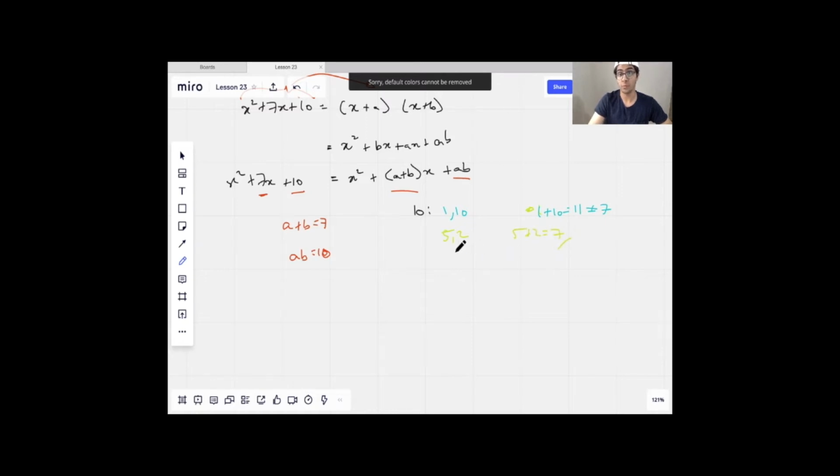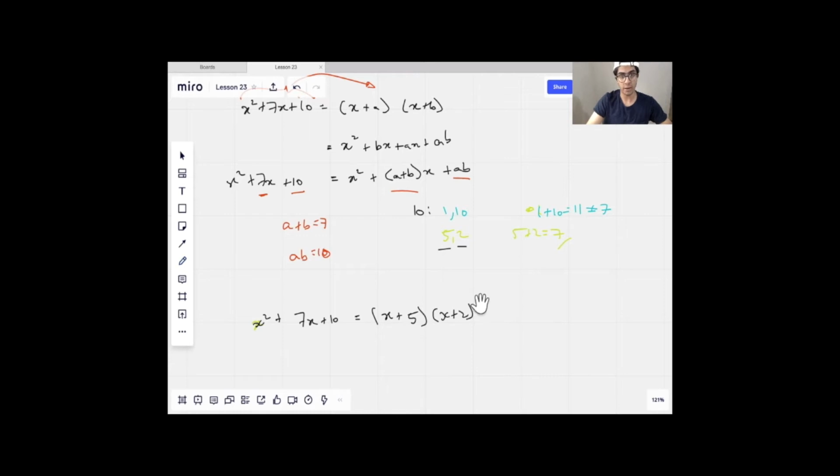So that works. So in our case, we can write x squared plus 7x plus 10 as x plus a, and in this case a can be 5 or 2, it doesn't matter which way these go. So x plus 5, and then x plus 2.